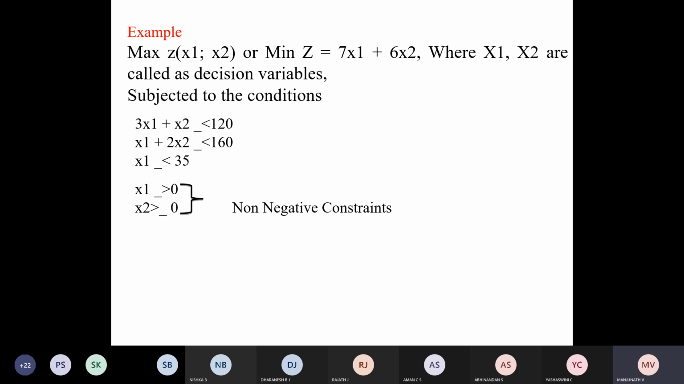You can take this as 7x1 plus 6x2. If you are allergic to x1, x2, write x, y. Write x in place of x1, y in place of x2. It doesn't make any difference. Subjected to the conditions, it follows: 3x1 plus 1x2.